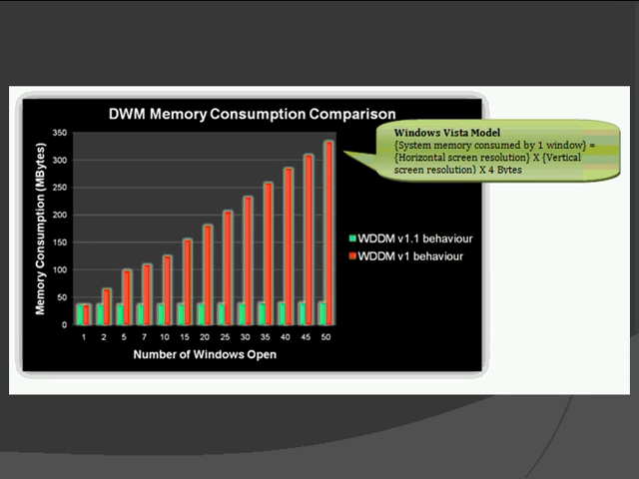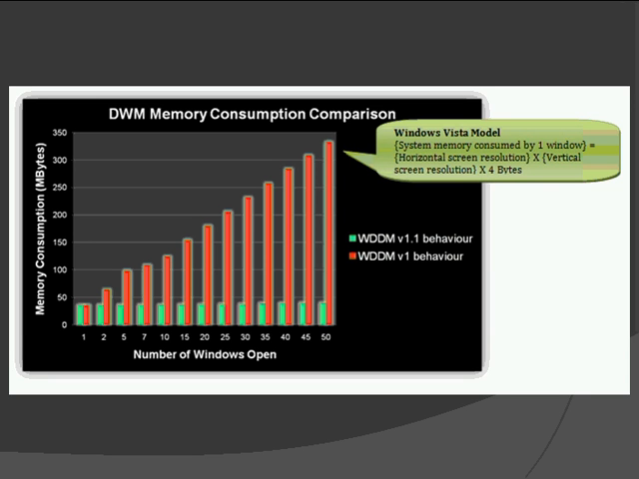So in Windows Vista, the memory usage as the windows open, say you have 50 windows open, will get you around 350 megabytes. The v1 model will take about 350 megabytes of memory. While in Windows 7, by using WDDM version 1.1, the usage of memory is less than 50 MB no matter how many windows you open.